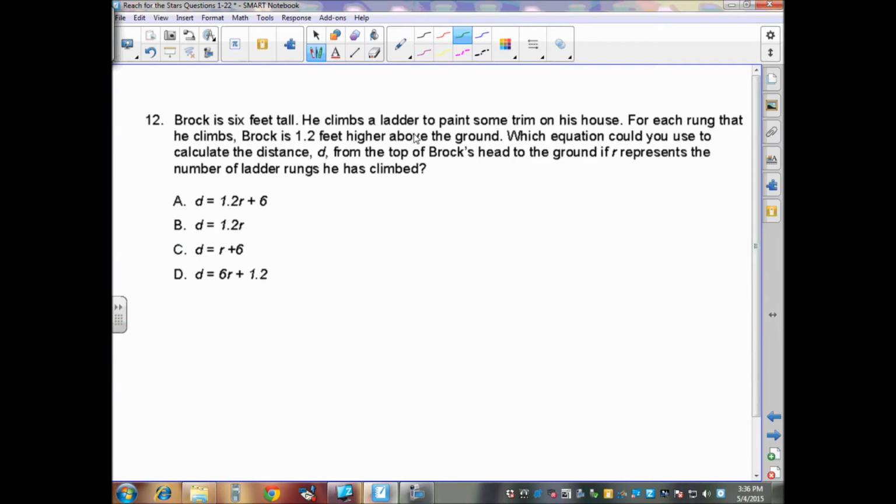Number 12. He's going 1.2 feet higher above the ground. That's like a rate of change. It says the distance from the top of his head, which is where he started climbing. So 1.2 is your rate of change. It's either this equation or this equation here. But since his head off the ground is here, the answer's got to be A.